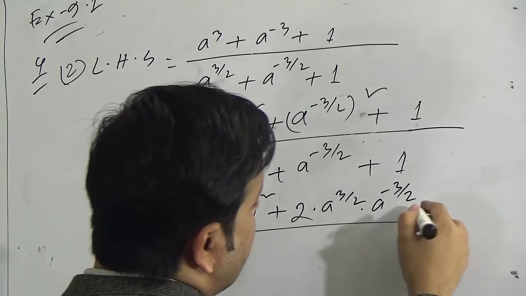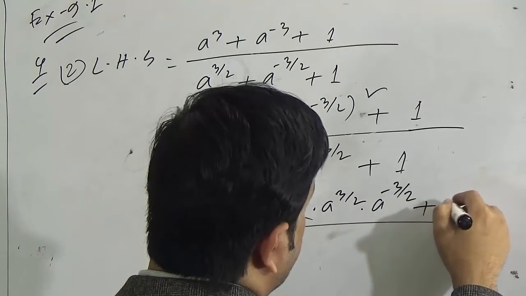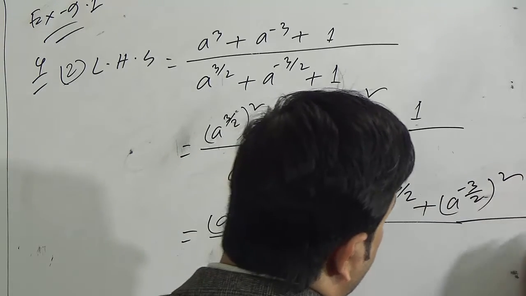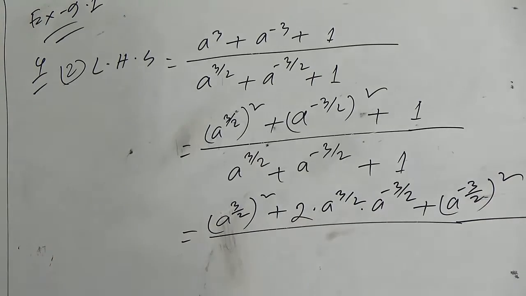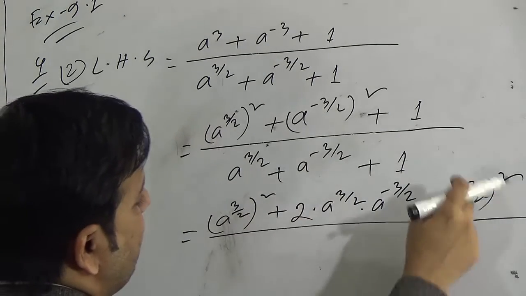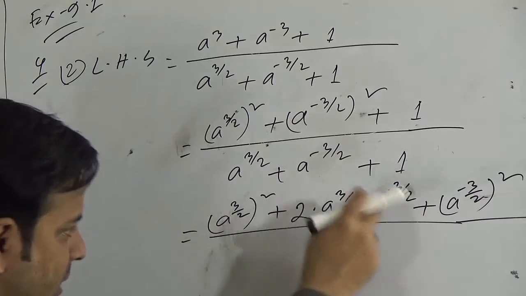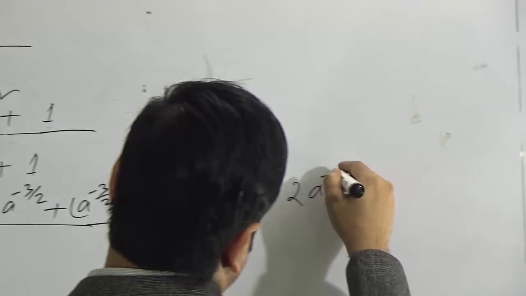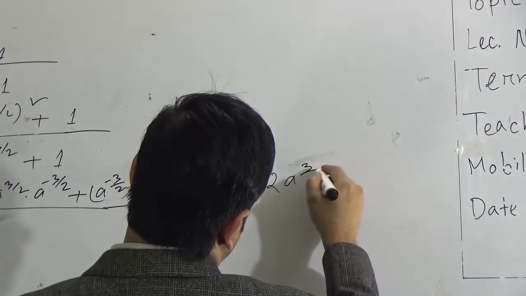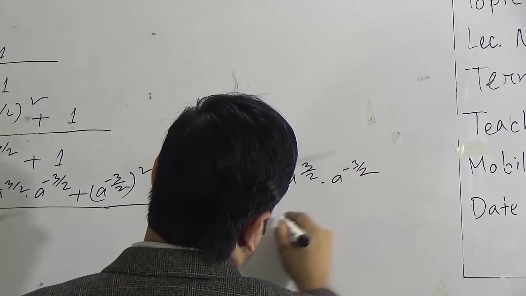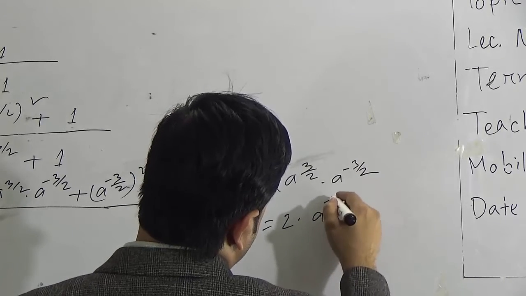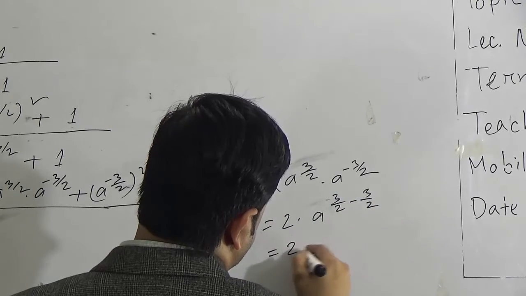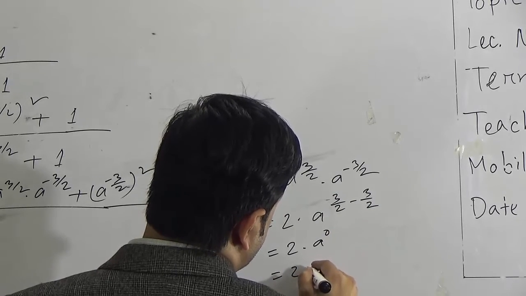Now 2ab plus b square means a to the power minus 3 by 2 whole square. Now we need to make balance. Here we have a to the power 3 by 2 whole square, a to the power minus 3 by 2 whole square. So these two we have, but this term we don't have. Now try to understand here, if we write 2 a to the power 3 by 2 into a to the power minus 3 by 2, then we can write 2 into a to the power 3 by 2 minus 3 by 2, which means a to the power 0. A to the power 0 means 1.